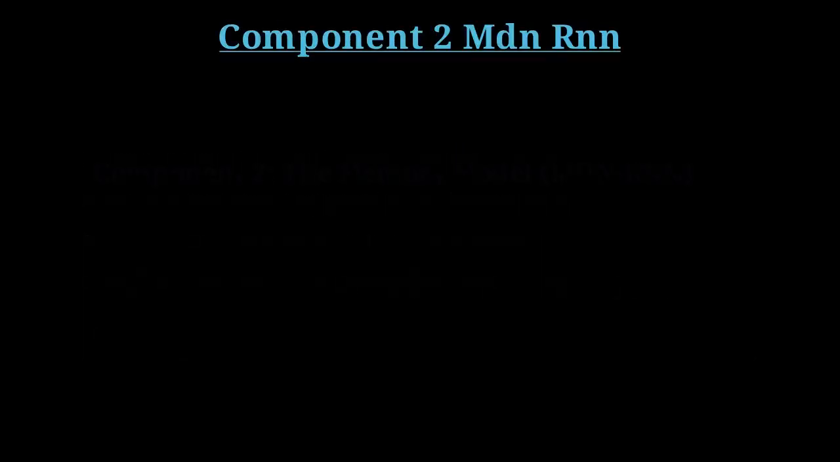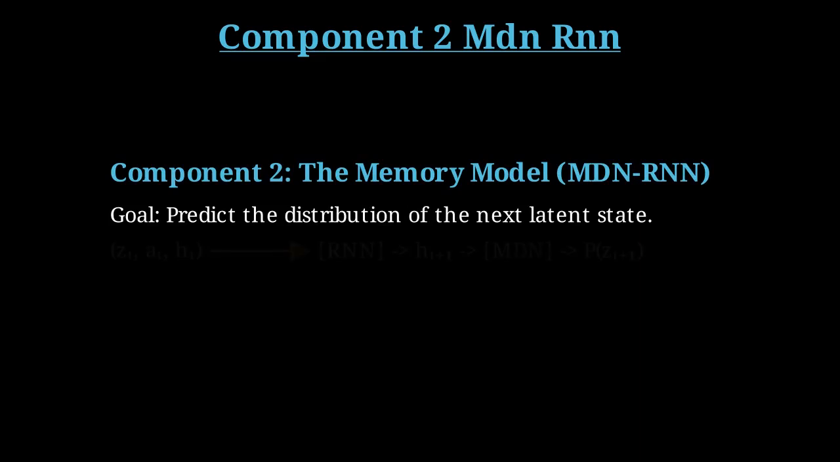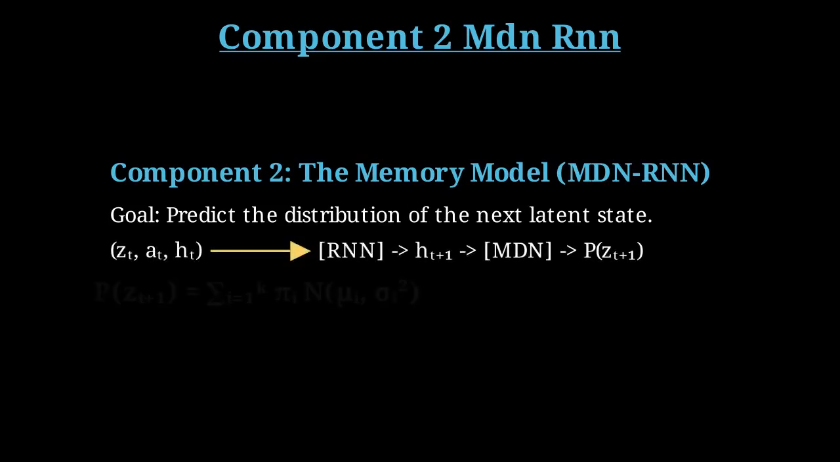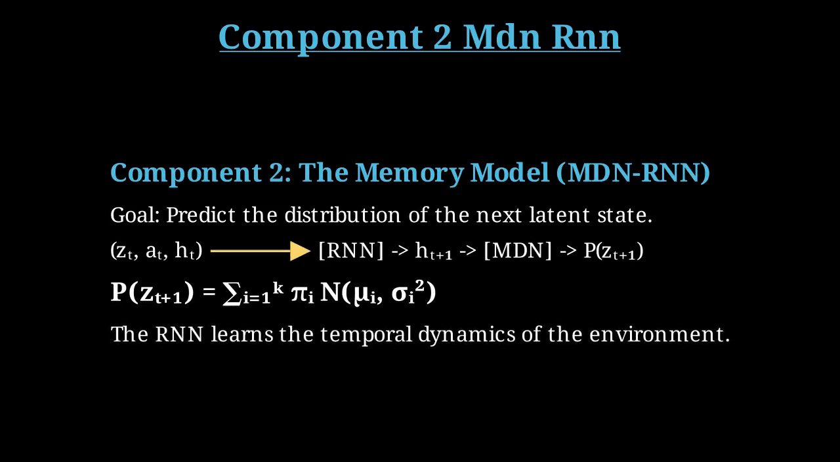The memory model is the heart of the system. It's an RNN trained to predict the next latent code, z_{t+1}, given the current latent code z_t, the action a_t taken, and its own hidden state h_t. The environment can be stochastic, so a deterministic prediction isn't enough. This is why it uses a mixture density network, or MDN, as its output layer. Instead of predicting a single z_{t+1}, it predicts the parameters (means, standard deviations, and mixing coefficients) of a Gaussian mixture model, representing a full probability distribution over possible next states.